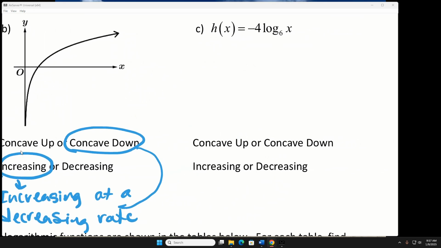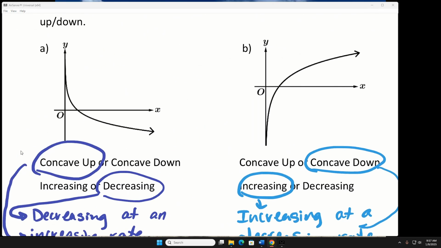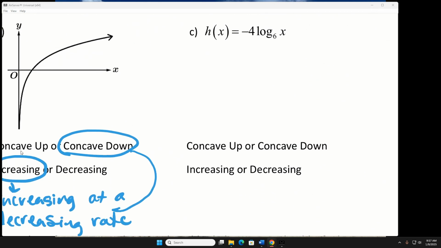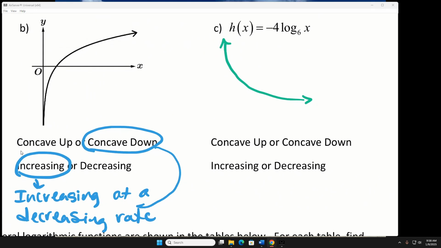All right, and then for C, we have to figure out the graph. So whenever the number in front is negative, it's going to look like this one. So I'm just going to draw that real quick. All right, so if you guys will circle the right thing and then write a statement underneath for me, please.